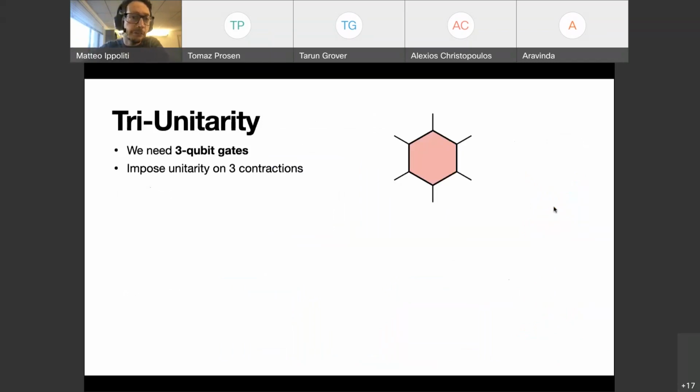So how can one do that? In order to impose this higher symmetry on our evolution, we need 3-qubit gates. We can do it with 2-qubit gates, and so we can represent these as hexagons, so tensors with 6 legs that we can group into inputs and outputs in various ways. Conventionally, we have inputs here and outputs there, and that gets us this conventional arrow of time. But we can also group them in different ways between input and output, and we impose unitarity along all of these contractions between contiguous input and output legs.